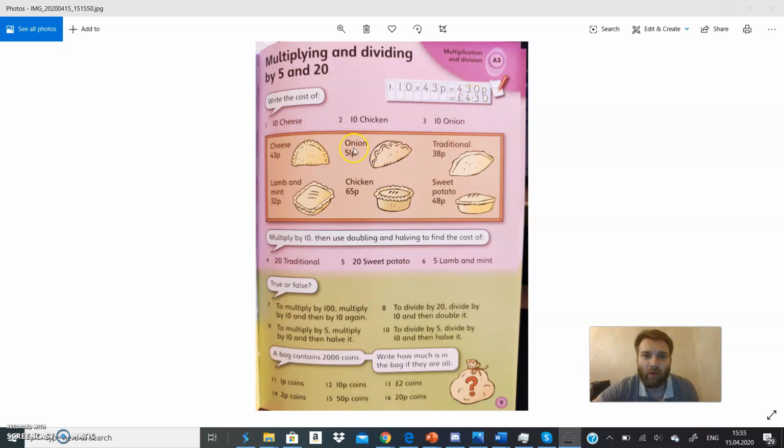So here are some prices here for different food items again. And you've got to write the cost of 10 cheese. So cheese costs 43 multiplied by 10. There we go. So you've got to buy 10 chickens. 65 multiplied by 10, the same as that. So 65 plus the 0, onion there, 51 plus the 0, and then change it to pounds at the bottom by putting a point after the first two numbers. So after the 0 and whatever you have there.